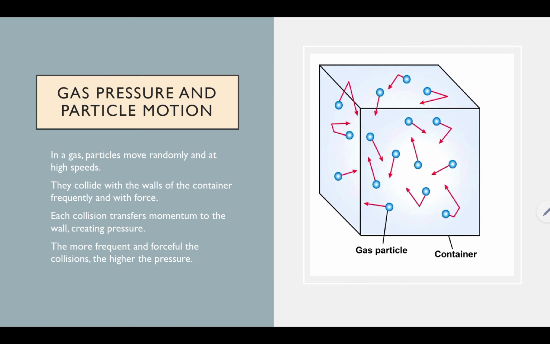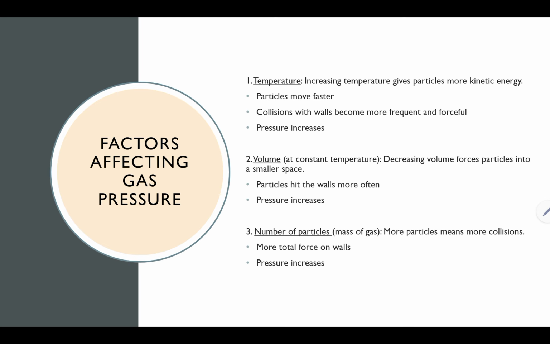Okay? So in a gas, particles move randomly at high speeds. They collide with the walls of the container frequently and with force. Each collision transfers momentum to the wall, creating pressure. The more frequent and forceful the collisions are, the higher the pressure. So what are the factors affecting gas pressure? Number one, temperature. Increasing temperature makes them have more kinetic energy, move faster, more collisions with the walls, so more pressure.